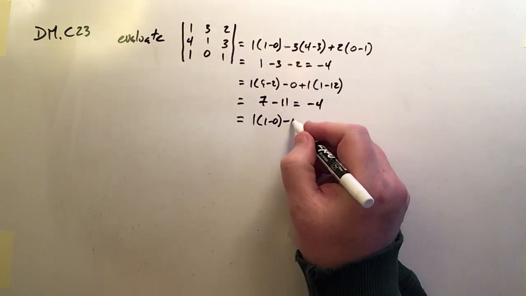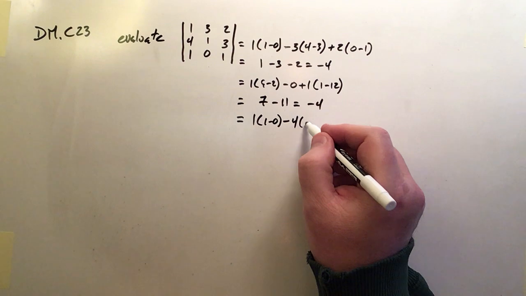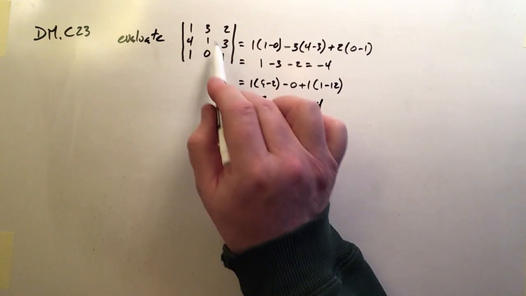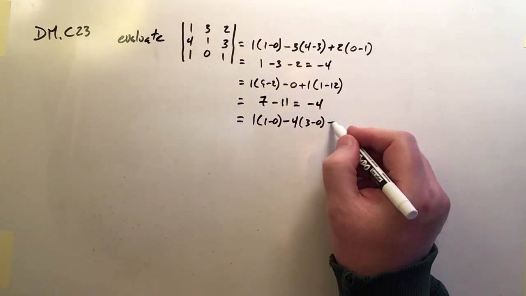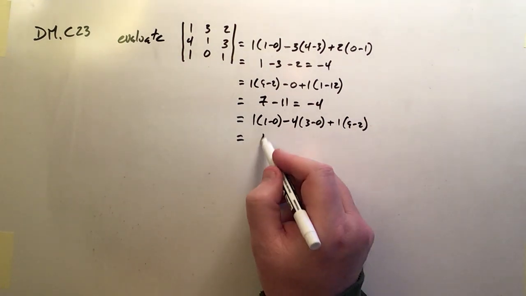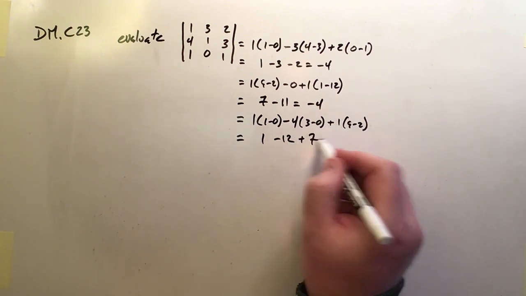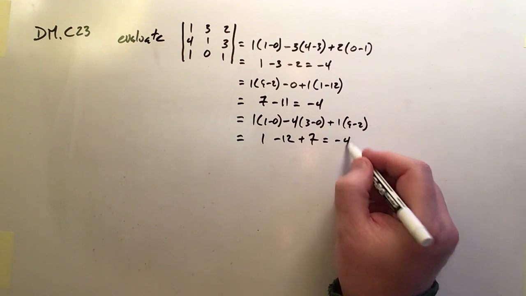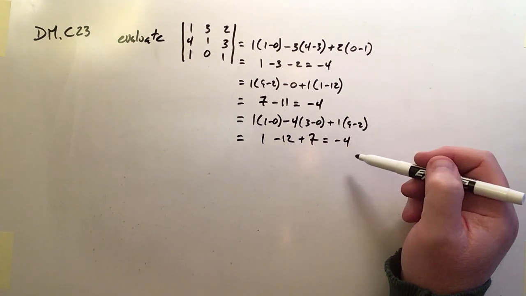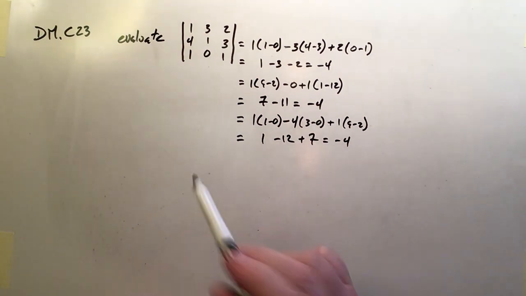plus, minus 4, and eliminating 4's row and column, it's going to be 3 minus 0. And then finally 1, and eliminating 1's row and column, it's going to be 9 minus 2. And so we see we end up with 1 minus 12 plus 7. And that is also negative 4. So no matter how you slice it, the determinant of this matrix is negative 4. And I can use any row and any column. All I have to remind myself of is where the negatives go.